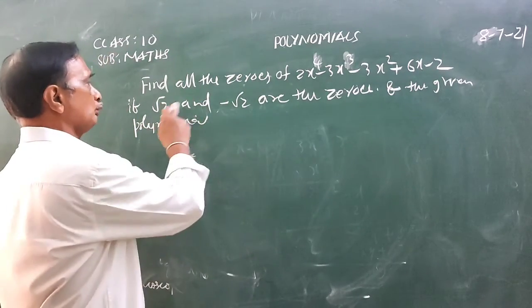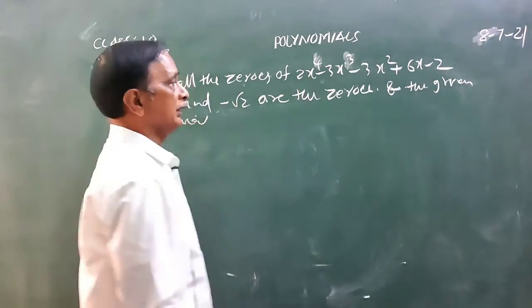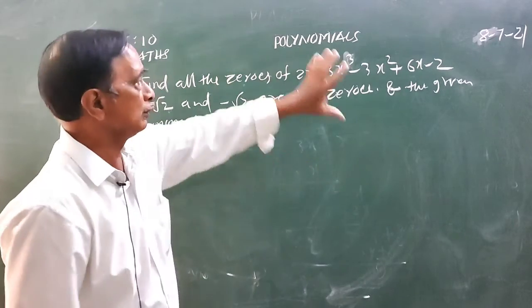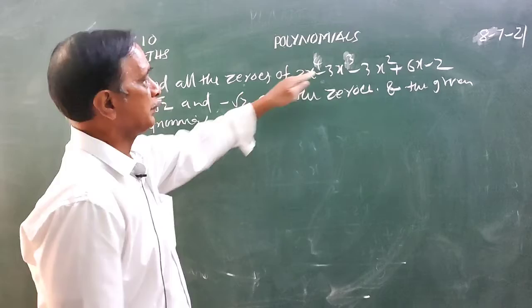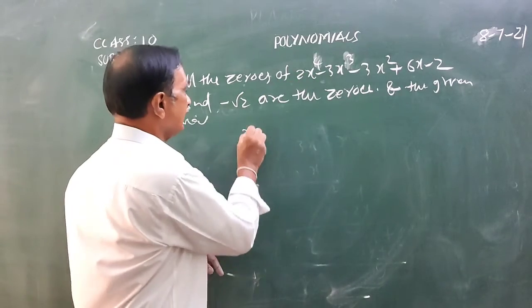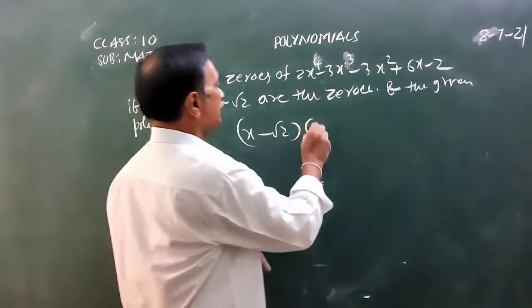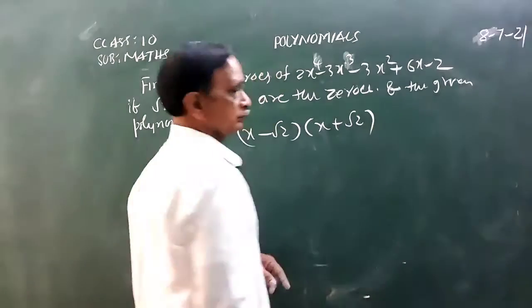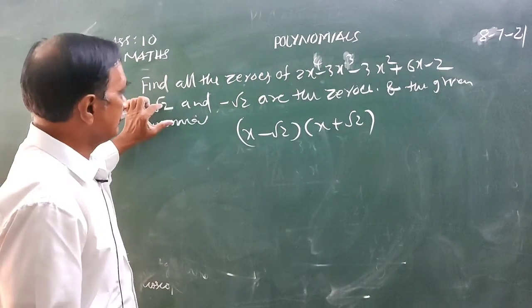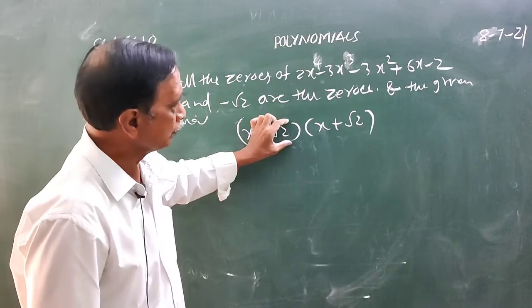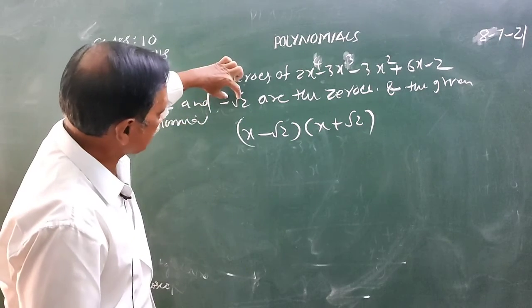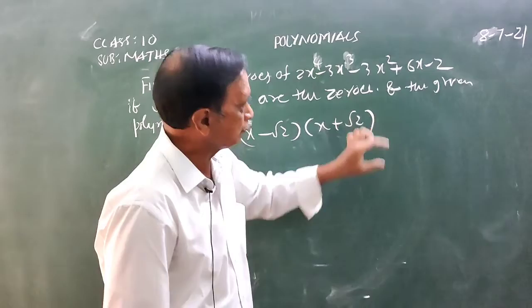So given that root 2 and minus root 2 are the zeros of this polynomial, you are going to find the other zeros. As root 2 and minus root 2 are the zeros, we get x minus root 2 and x plus root 2 as the factors. When root 2 is the zero of the polynomial, we can assume the factor as x minus root 2. When minus root 2 is the zero, we can assume the factor as x plus root 2.